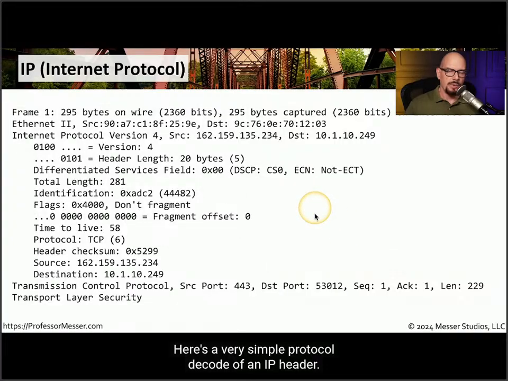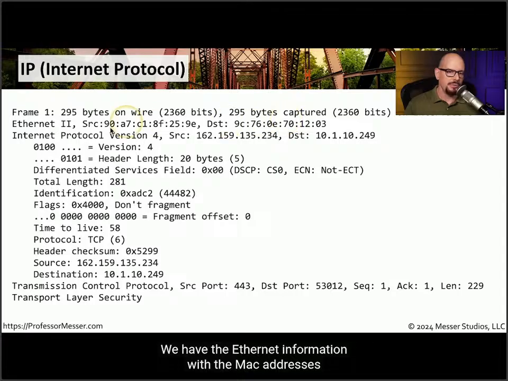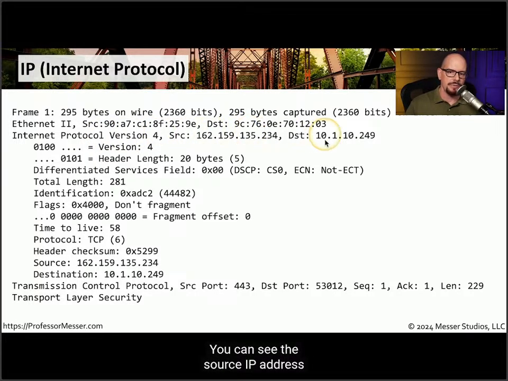Here's a very simple protocol decode of an IP header. You can see this is frame 1. We have the Ethernet information, what the MAC address is for the source MAC address and the destination MAC address, and this is an IP version 4 header. You can see the source IP address and the destination IP address in the header itself.